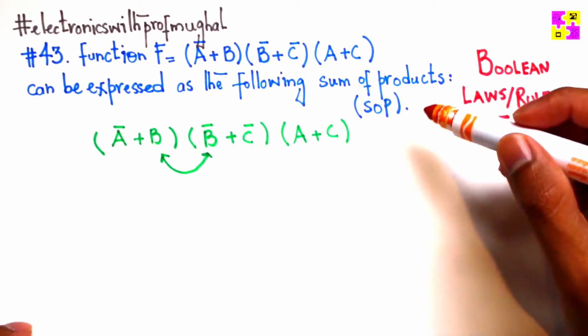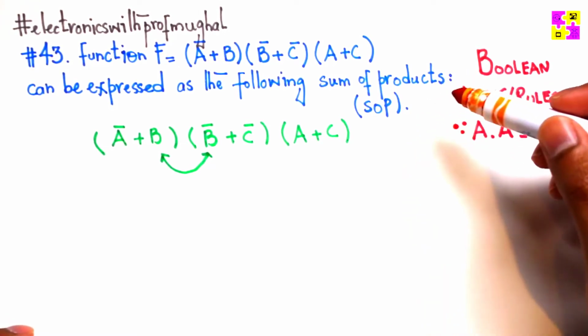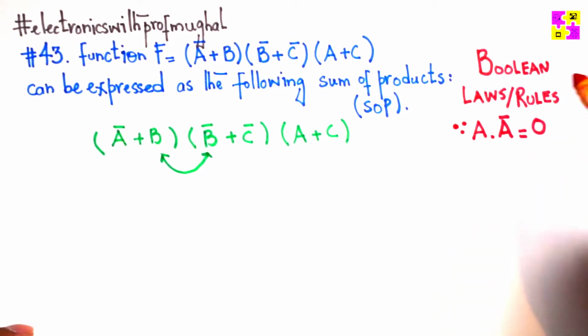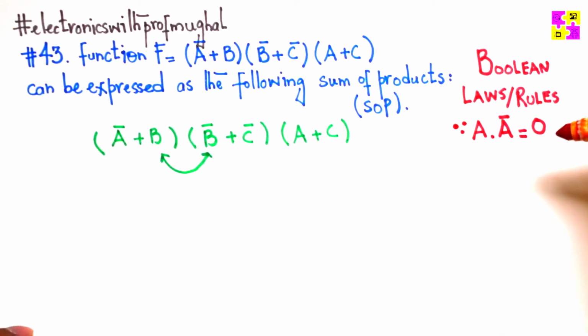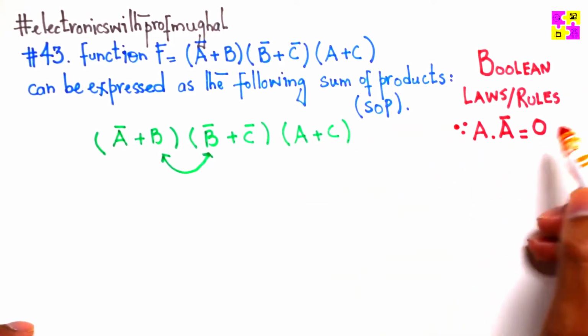I don't want to go into much detail other than what I just mentioned. In addition, I just want to explain one more thing. There are some Boolean rules, algebraic laws and rules which we follow when we are minimizing or working to compress the Boolean expression. Remember that a dot a bar is going to be 0.